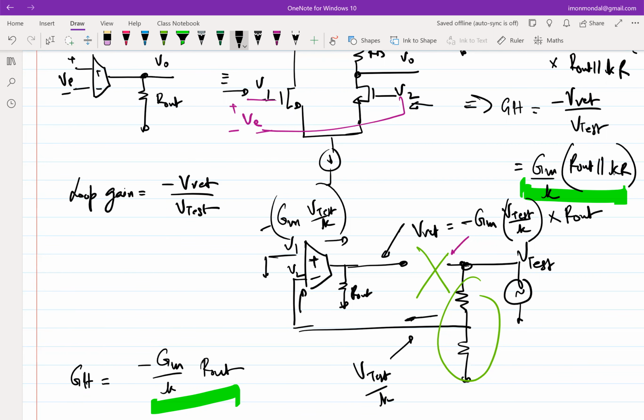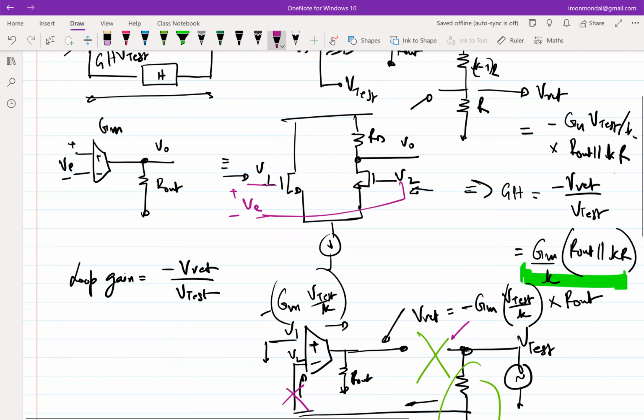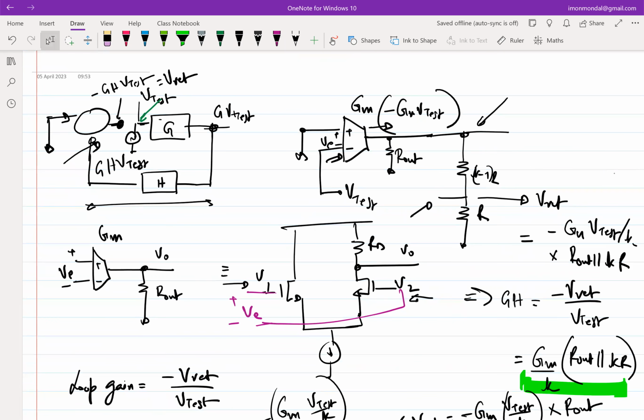What was the point where you were previously breaking? Previously, I was breaking here, because you were not drawing any current. So by breaking the loop there, you didn't do any change as far as drawing of current is concerned, right? If you don't draw any current, there is no loading.